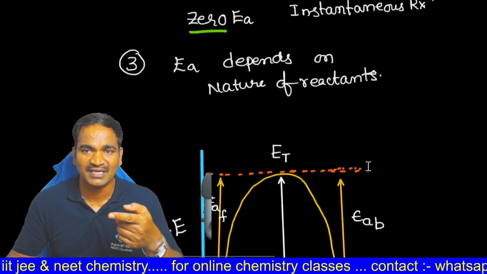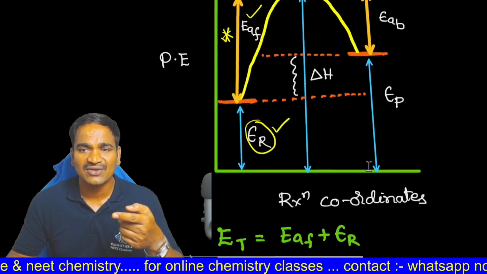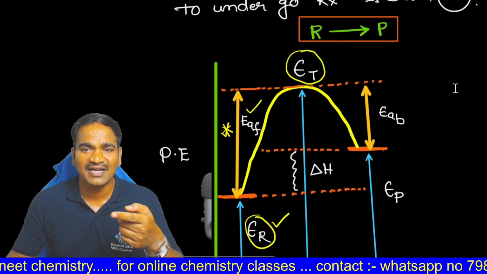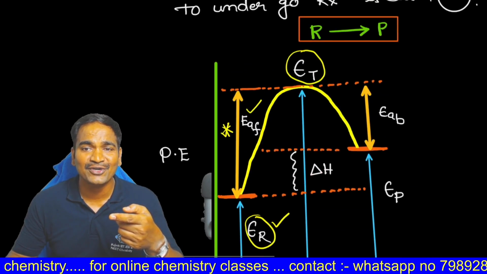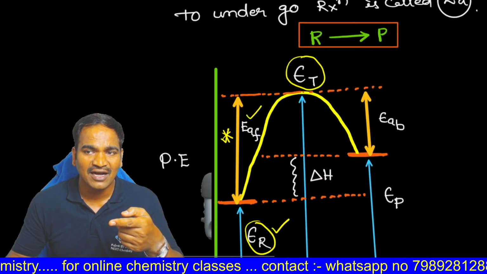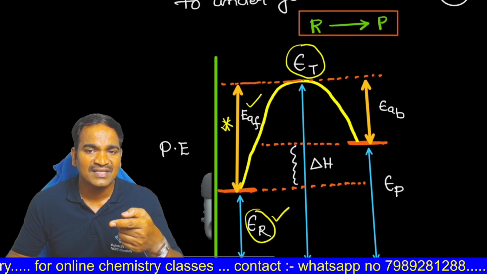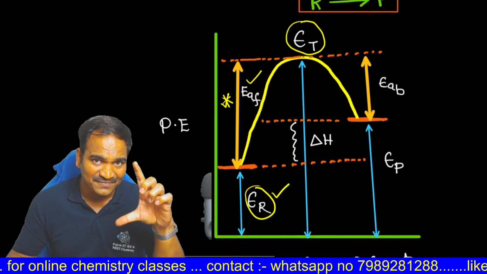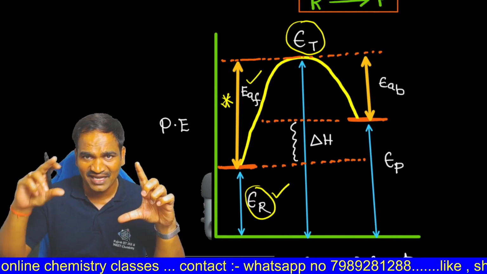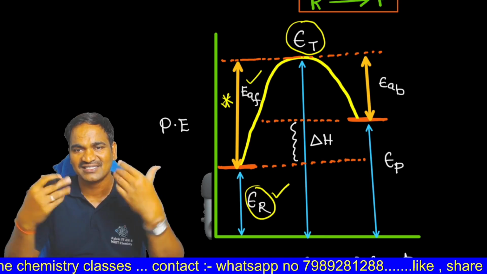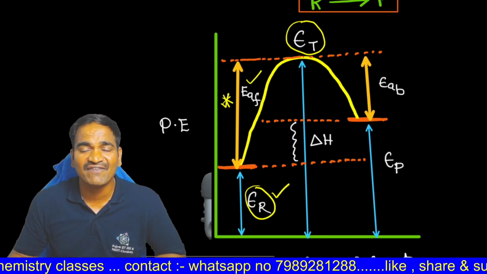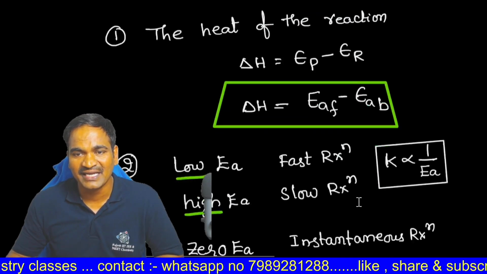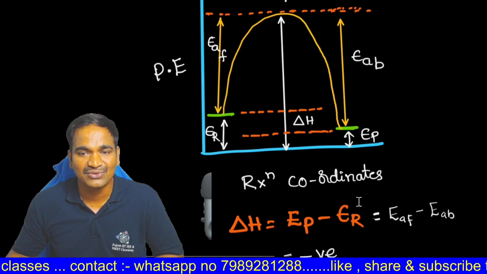It is exothermic. Now you go for this one, dear, and tell me, is it exothermic or endothermic? It is endothermic. Have you got it? How can I say it is endothermic? See this. EAF is bigger, bigger minus EAB, EAB is small. Bigger minus smaller, the result is positive. That's why this graph belongs to endothermic and the last graph belongs to exothermic.